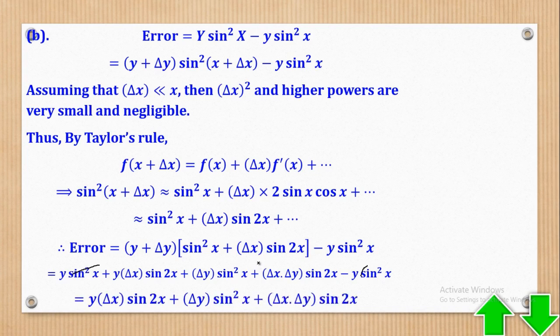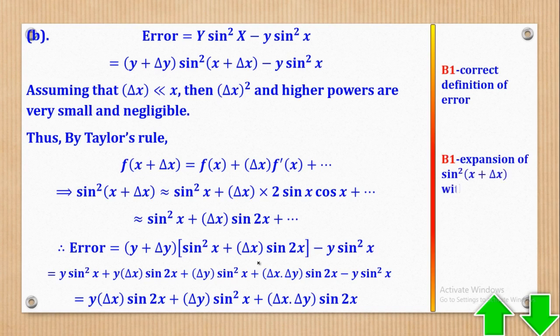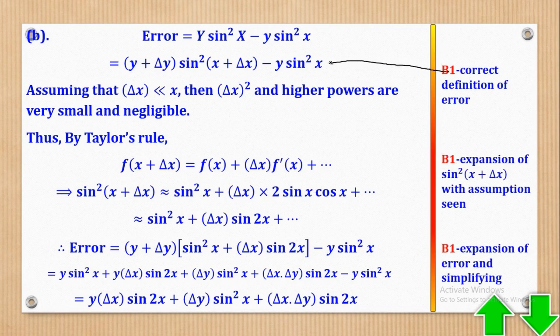Before we go to the next slide, let's see how marks can be awarded for this slide. The first mark comes from the correct definition of an error. Interchanging the definition will already put you off track, so the correct definition has to be error is equal to exact minus approximate. Another mark will be on the expansion of sine squared of x plus delta x, but the assumption must also be seen. Another B1 will be on expansion of the error and simplifying it to get this expression.